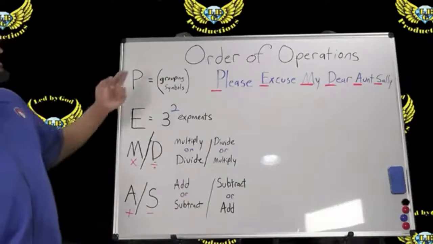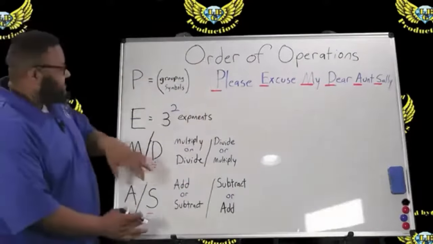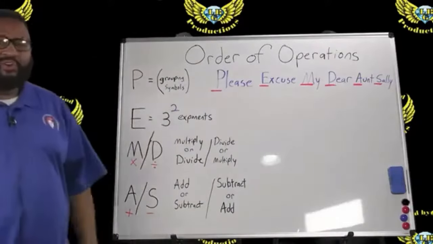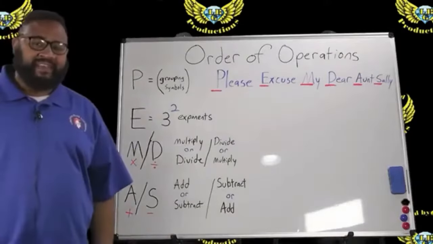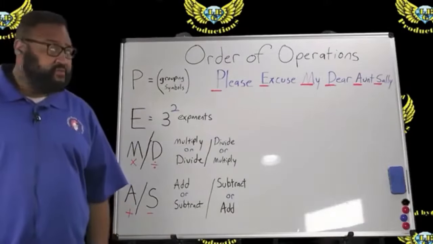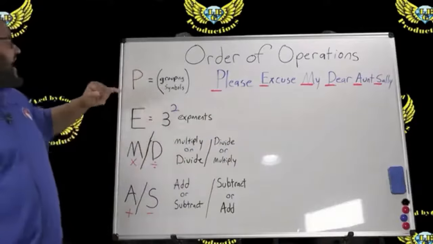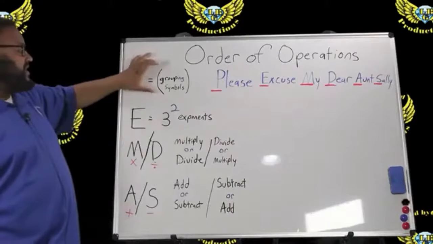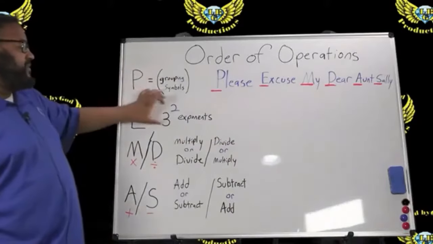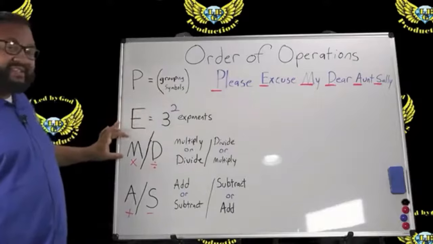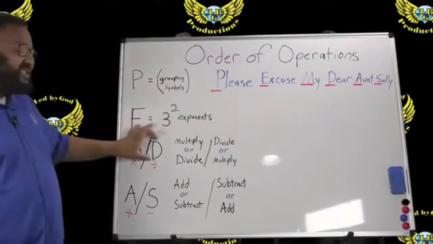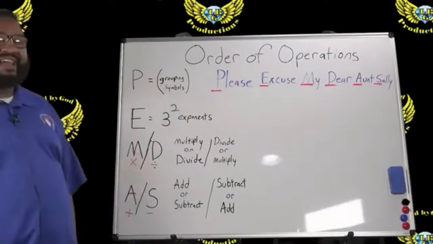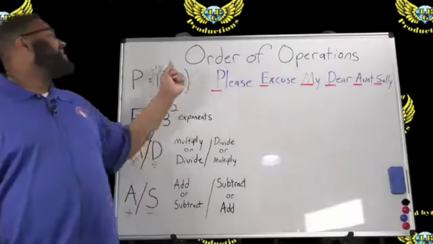Now, since it's in an order, I can't take my A and S and put them at the top and say A, S, P, E, M, D. No. You're going to get us in trouble with the math people. They get mad when you mess up the math, folks. So the order has to be the P, which stands for parentheses. E stands for exponents. M stands for multiplication. D stands for division. A stands for addition. And S stands for subtraction. So that is the order.